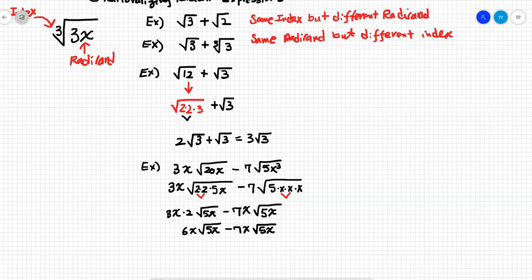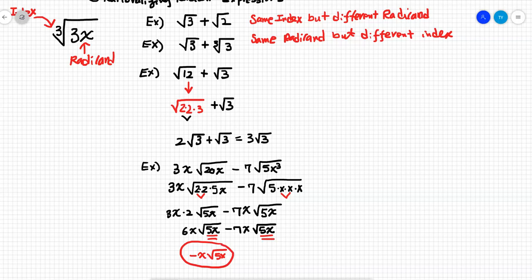So now we do have the same index with the same radicand. You see right here. Okay? So that means that when you have the radical, you simply add or subtract the quantities. So you got 6x over here, minus 7x over here, so you got minus x square root of 5x, which is going to be your answer.